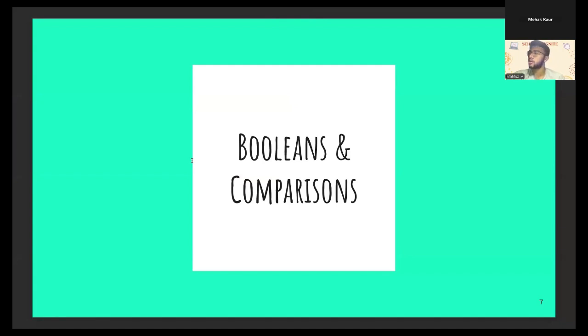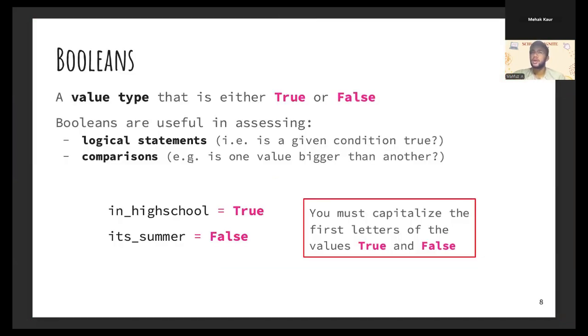So Booleans and comparisons. What is a Boolean? A Boolean is a value that's either true or false. Booleans are useful in assessing logical statements, for example if a given condition is true, and in making a comparison between two different values using the comparison operators that we will talk about later.